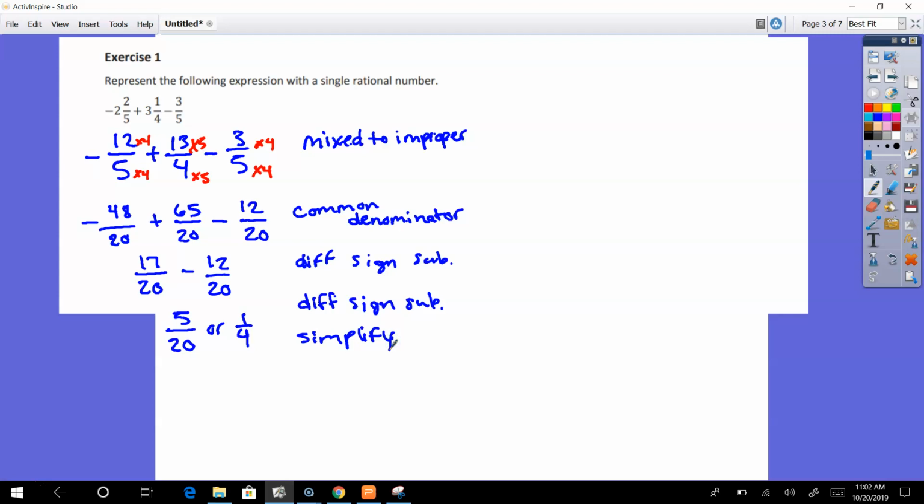Okay. So what we're going to look at is another way that you could have attacked this problem and worked on this problem. So we could have looked at it and we could have said we had -2 and 2/5. So here's my problem. Negative 2 2/5 plus 3 1/4 plus a negative 3/5. And I could have used the commutative property. Write it out to the side, I just don't have the room.